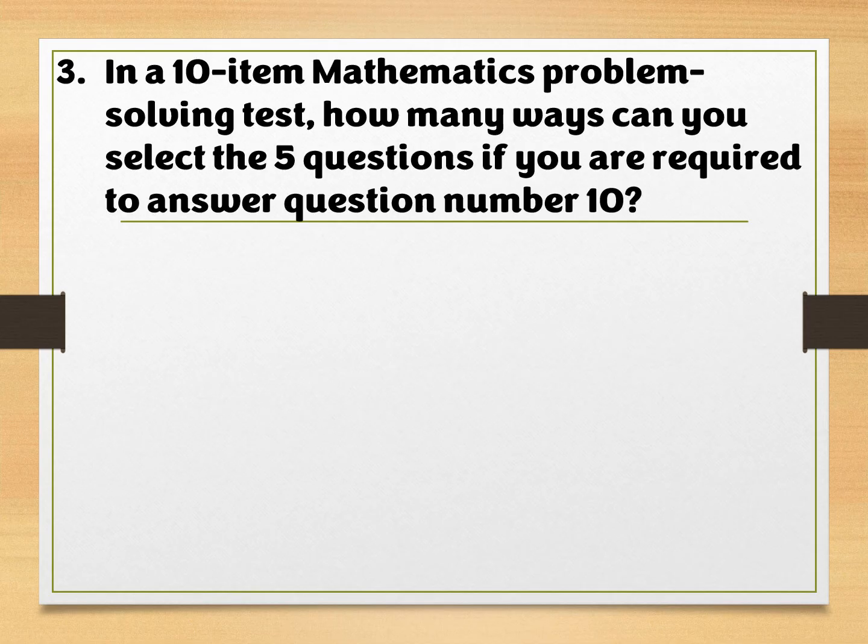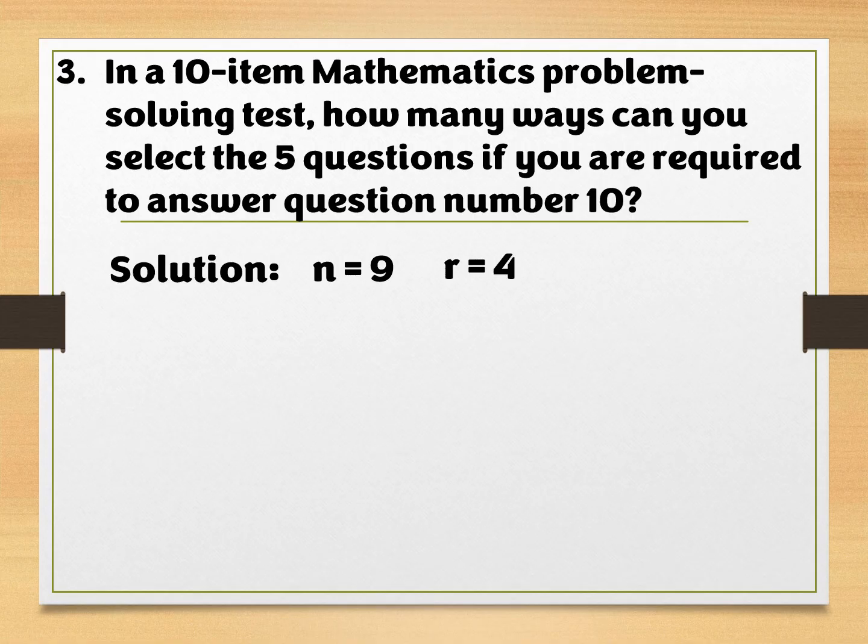Let's have now example number 3. In a 10-item mathematics problem solving test, how many ways can you select the 5 questions if you are required to answer question number 10? First is we're going to determine the value of n. The value of n is 9. So since we were given 10-item test and we are required to answer question number 10, so 10 minus 1 is equal to 9. So therefore, the value of n is 9. And the value of r is 4.